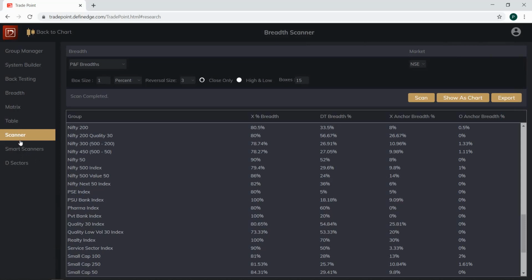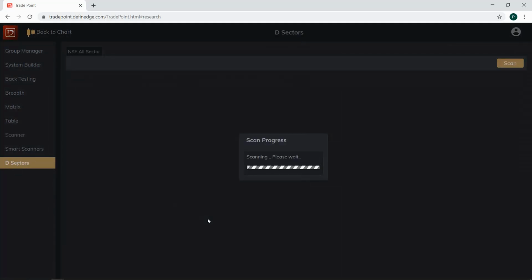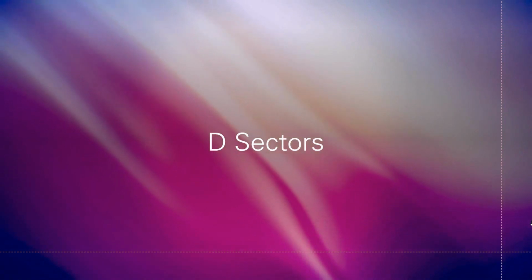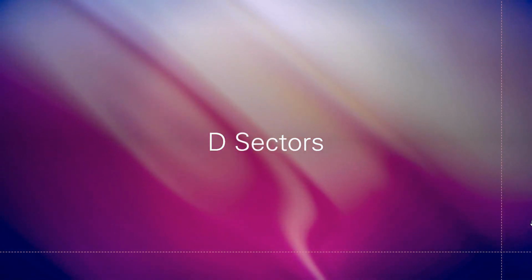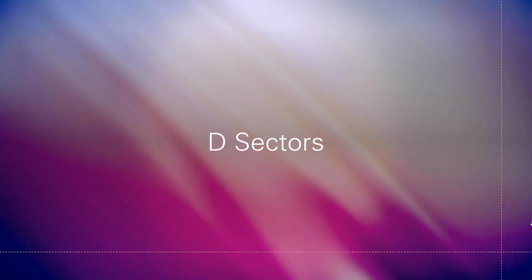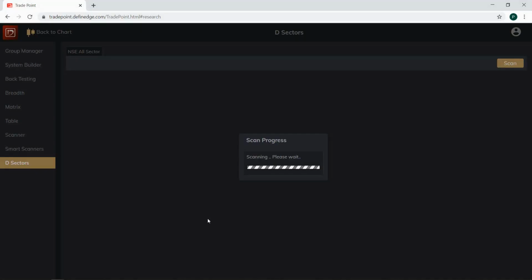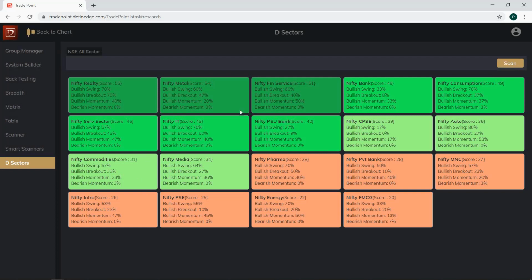Now we have created one more tool called D Sectors, which simplifies all these things. All these steps are performed at the backend, and you get a ready picture, and we call it D Sectors. So see, this is a screen. Here you can see the score. The score is based on the 3 or 4 steps that I explained to you.